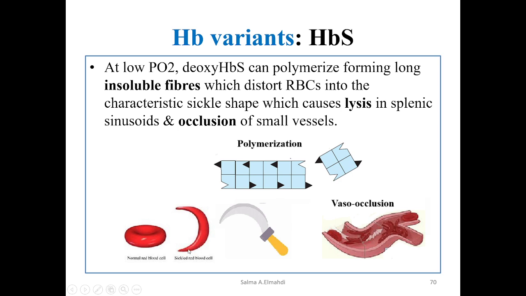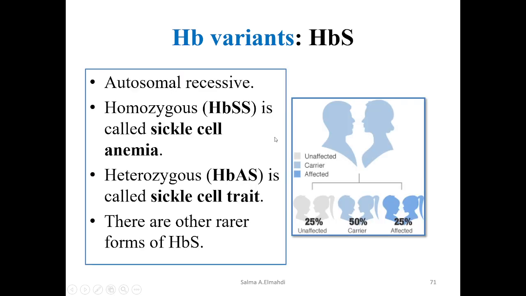It changes the shape of the cell into a sickle shape instead of this normal biconcave disc. It is like a sickle, so it is called sickle cell or sickle red blood cell. What is serious about this change of shape? This will make it more likely to be lysed in the splenic sinusoids, and it will more likely occlude small blood vessels. It will be stuck here and will occlude small blood vessels, and will cut supply from the distant tissues.